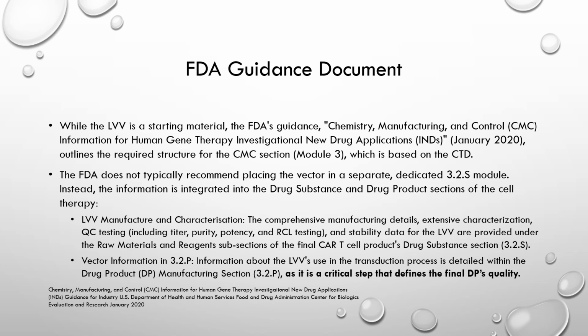So while the lentiviral vector is a starting material, the FDA guidance, the chemistry, manufacturing and control information for human gene therapy investigational new drug applications that was adopted in January 2020, outlines the required structure for the CMC Module 3, which is based on CTD. So the FDA does not typically recommend placing a vector in a separate dedicated 3.2.S module. Instead, the information is integrated, as I stated, into the drug substance and the drug product sections of the cell therapy dossier, basically.